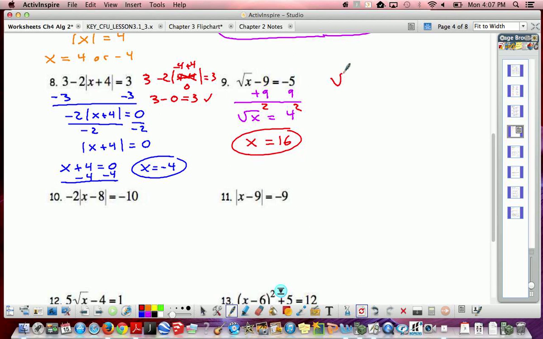I'm going to check it. Square root of 16 minus 9, does that equal negative 5? Square root of 16 is 4. 4 minus 9 is sure enough negative 5. Checks off.